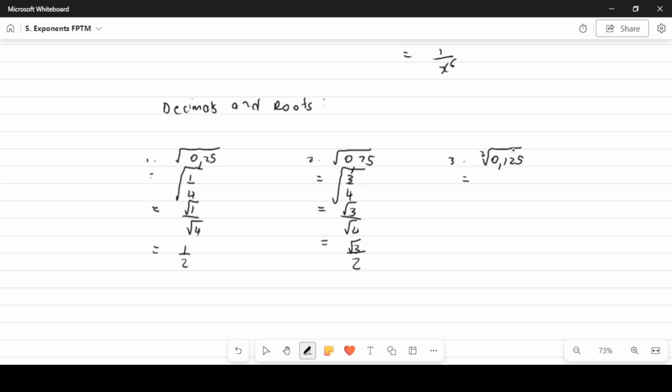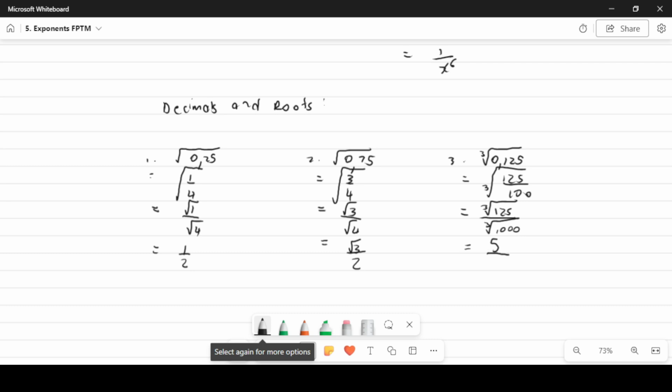If you have to convert 0.125 to a fraction, it will be 125 over 1000, and I put a cube root there. So now it will be the cube root of 125 over the cube root of 1000. The cube root of 125 is 5. The product of what three same numbers will give you 125? It's 5. And the product of what three same numbers will give you 1000? 10. So 5 over 10. This simplifies to a half.